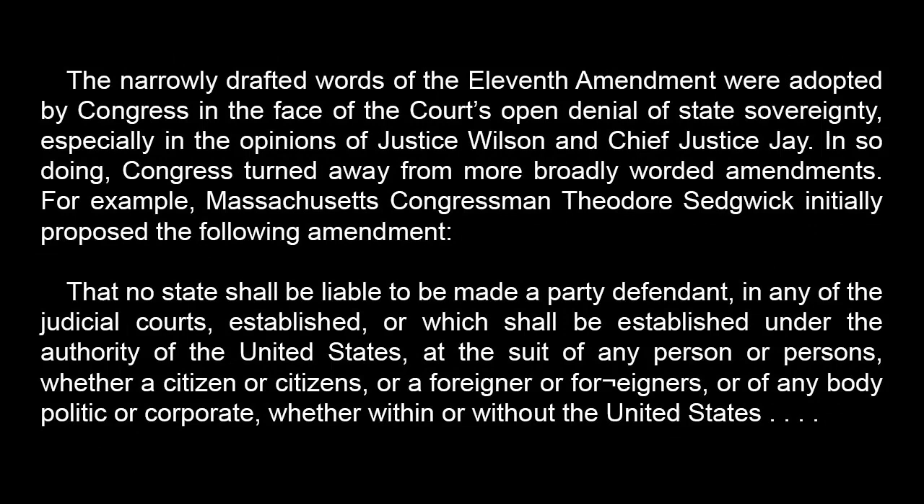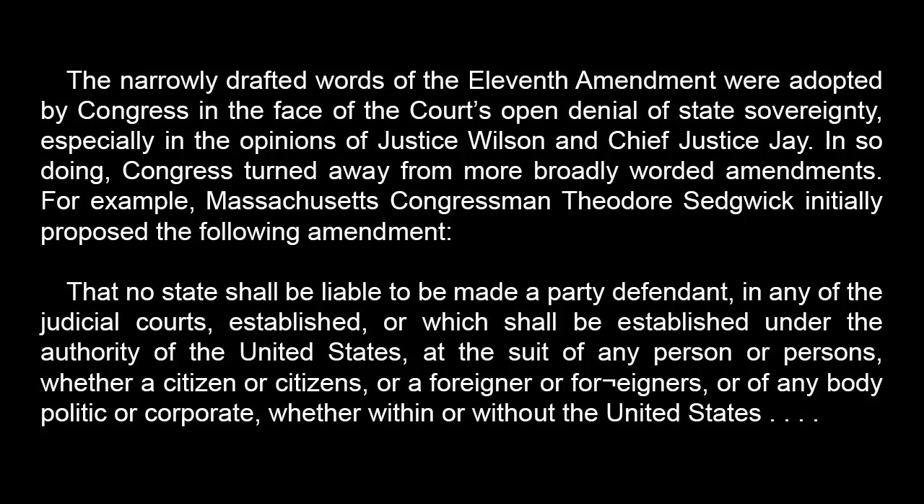The narrowly drafted words of the 11th Amendment were adopted by Congress in the face of the court's open denial of state sovereignty, especially in the opinions of Justice Wilson and Chief Justice Jay. In so doing, Congress turned away from more broadly worded amendments. For example, Massachusetts Congressman Theodore Sedgwick initially proposed the following amendment: that no state shall be liable to be made a party defendant in any of the judicial courts established or which shall be established under the authority of the United States at the suit of any person or persons, whether a citizen or citizens, or a foreigner or foreigners, or of any body politic or corporate, whether within or without the United States.